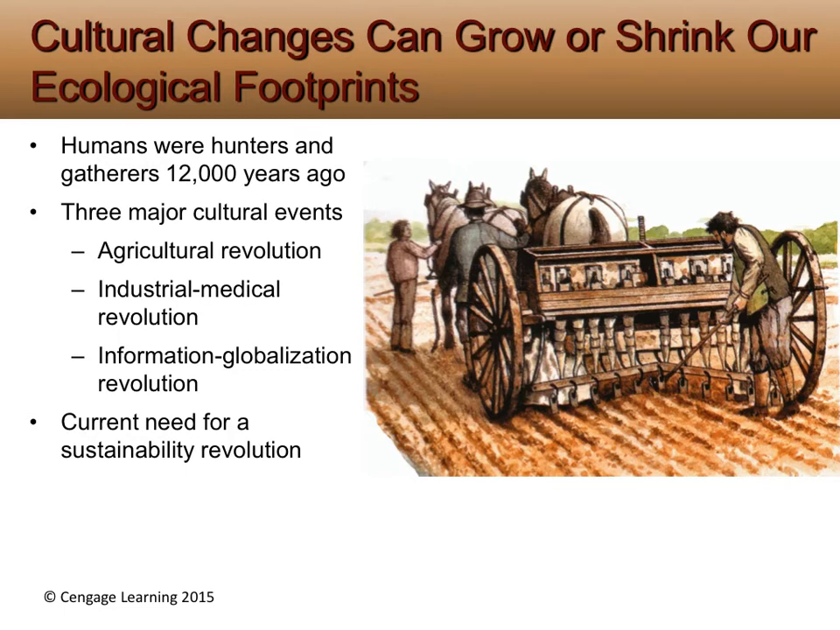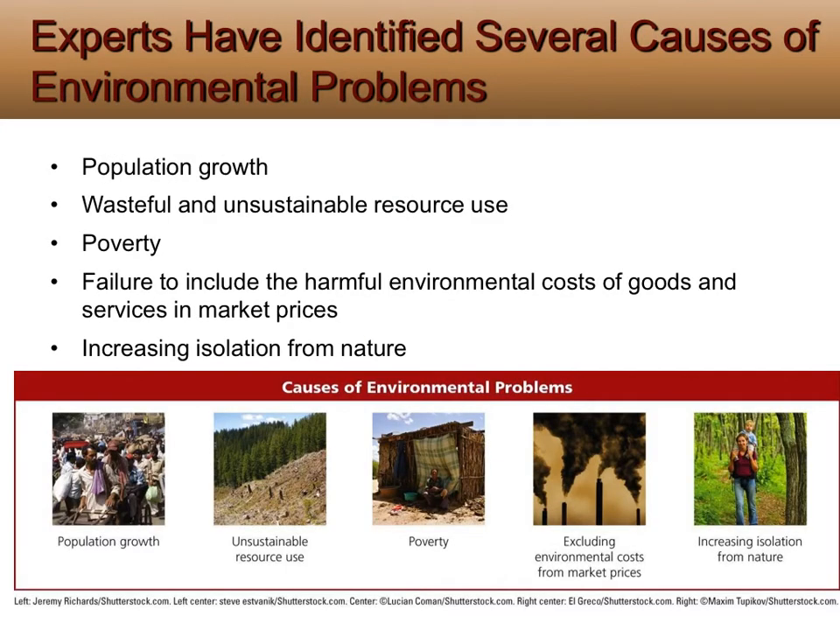The information globalization revolution is where we're at now. We can actually see the amount of rainforest that is being taken down with our satellite imagery. Absolutely amazing. We still have a current need for a sustainable revolution. We need to sustain for the future, of course.